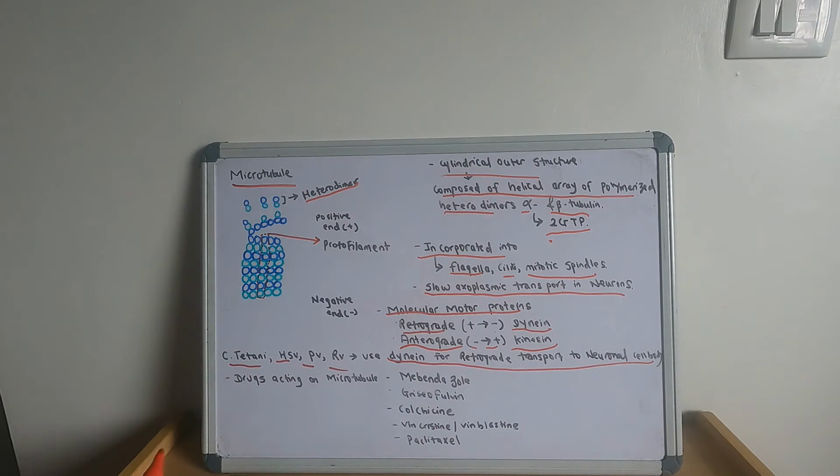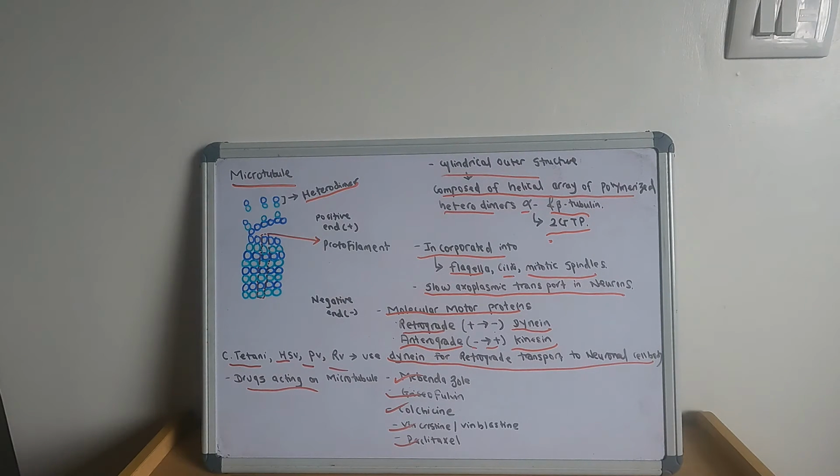The drugs that act on microtubule are mebendazole, which is an anthelmintic drug, griseofulvin, which is an antifungal drug, colchicine, an anti-gout drug, vincristine and vinblastine, which are anti-cancer drugs, and paclitaxel, also an anti-cancer drug.